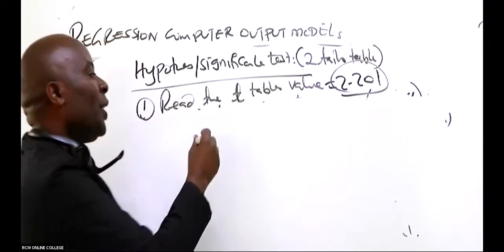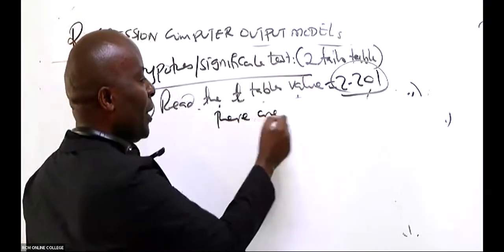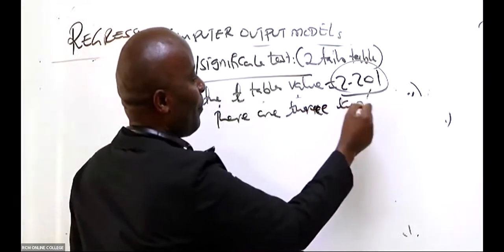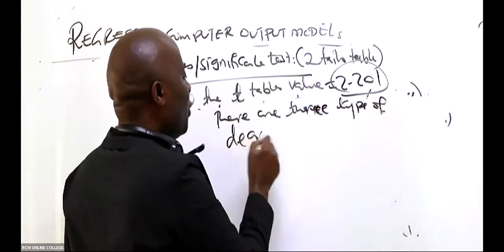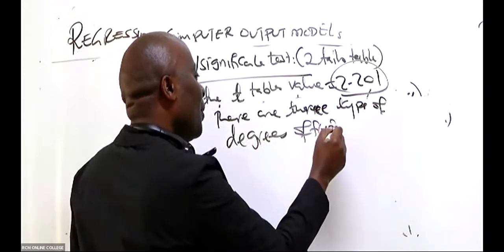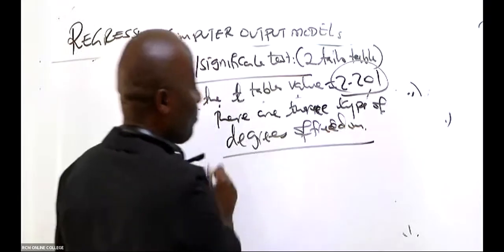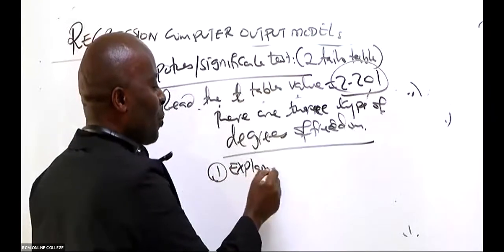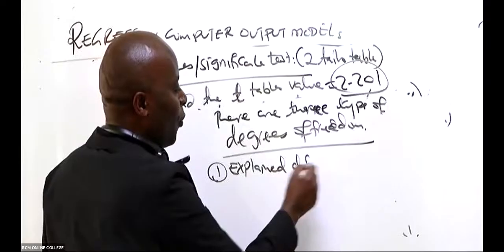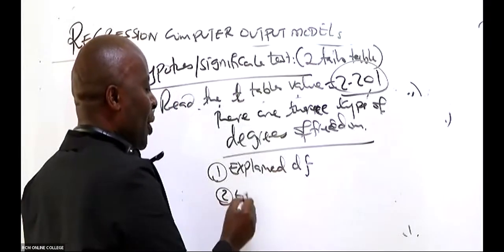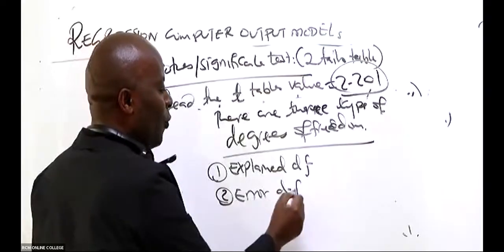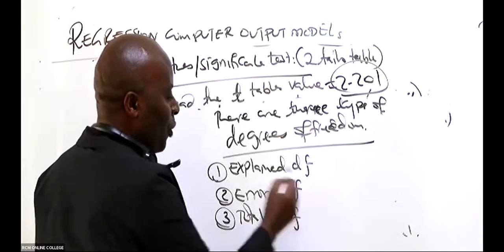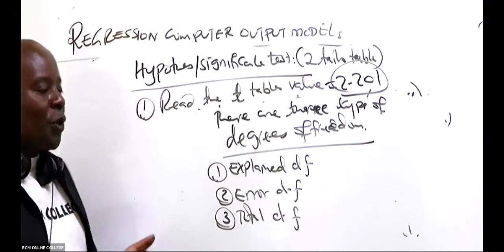We have 3 types of degrees of freedom. You can take this down: there are 3 types of degrees of freedom. Number 1, we have what we call explained degrees of freedom. Number 2, we have error degrees of freedom. Number 3, we have total degrees of freedom.